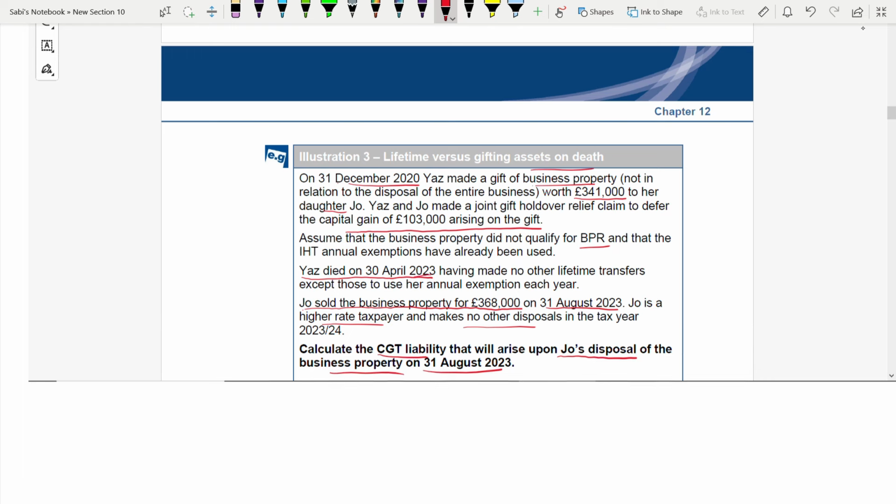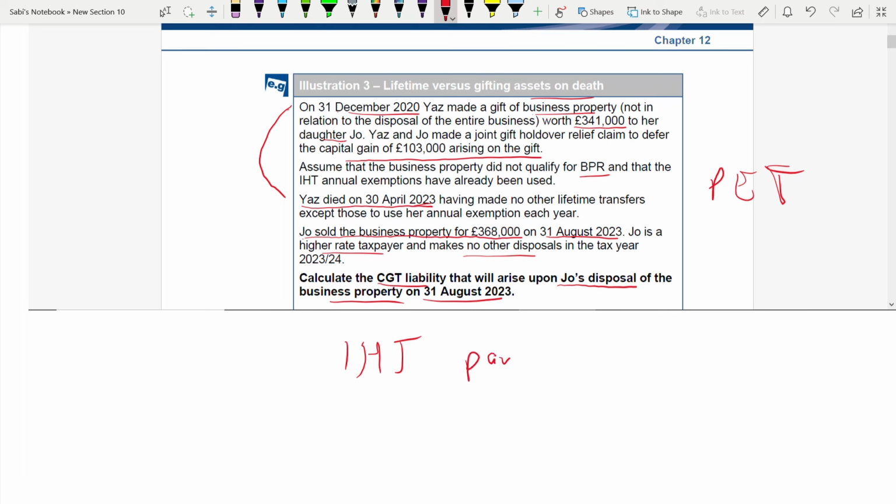IHT payable during lifetime. It is transfer of value first. What is the value of the gift? 341,000.